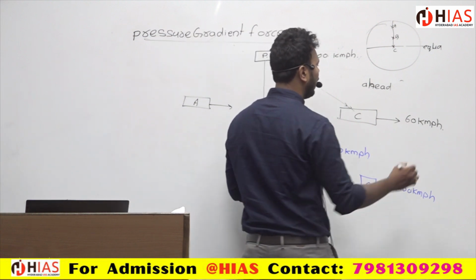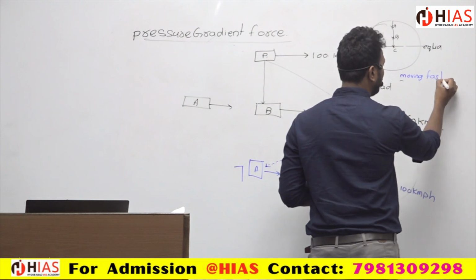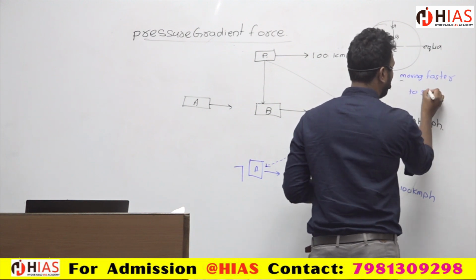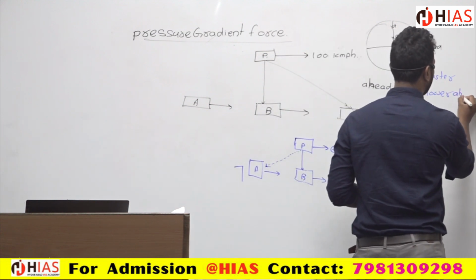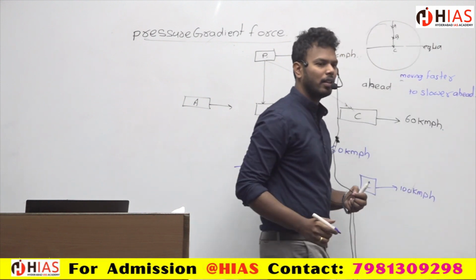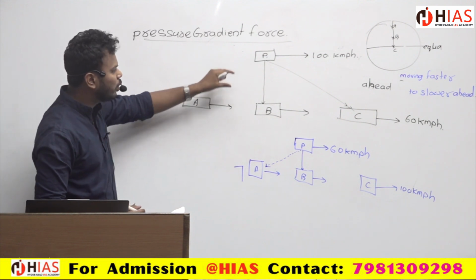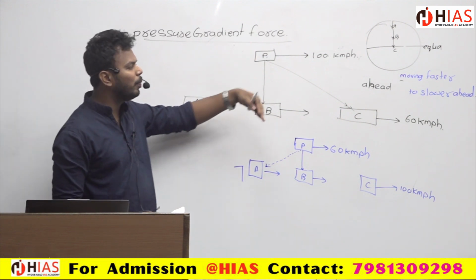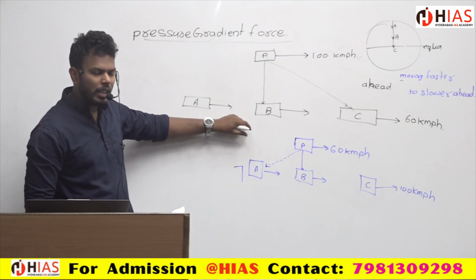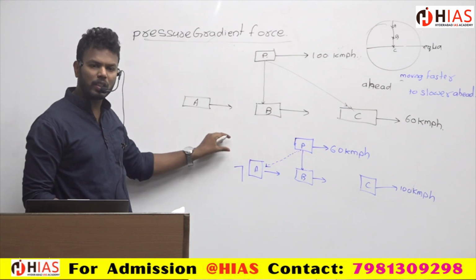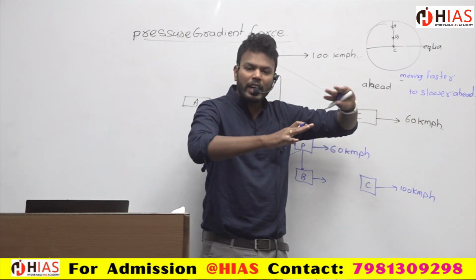Anything that is moving from faster to slower will always be ahead. It will always move ahead. So this is the faster body, this is the slower body. Anything that tries to move from the faster to slower will always be moving ahead. If there is a high pressure and a low pressure, wind always tries to move from high pressure to low pressure. But the wind will get deflected. Where will it get deflected? Ahead.